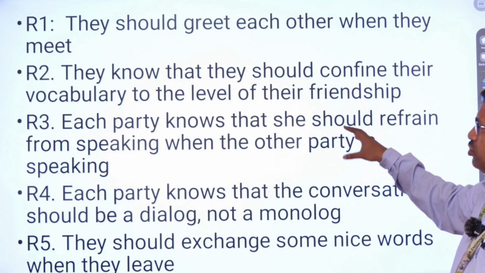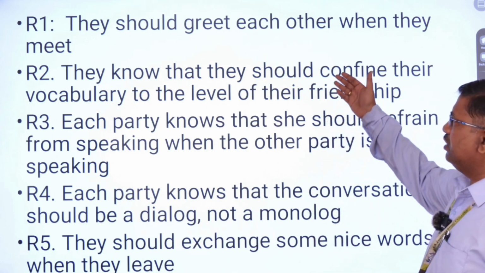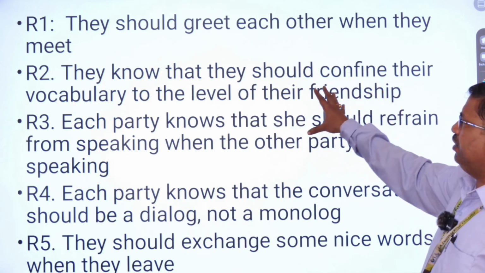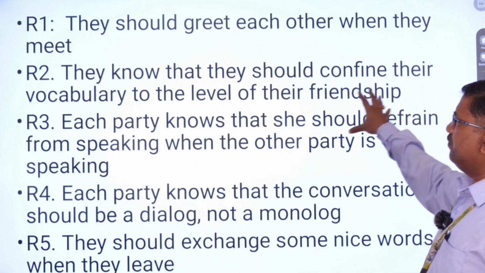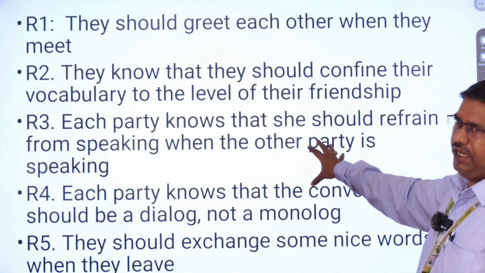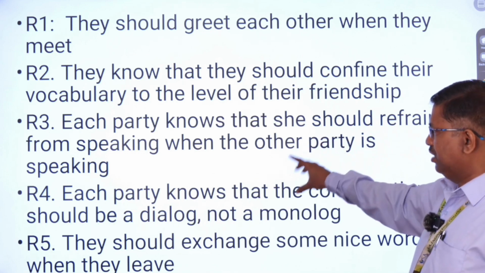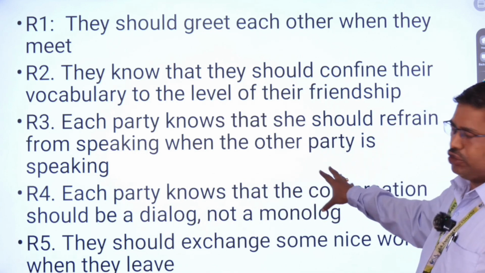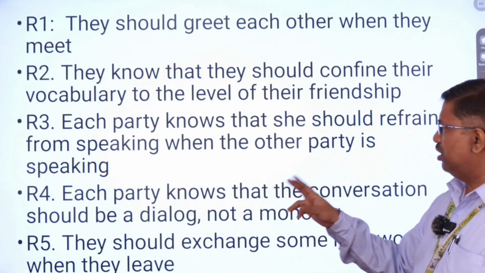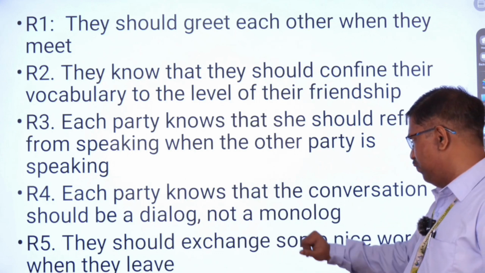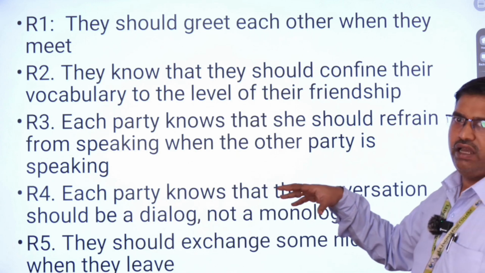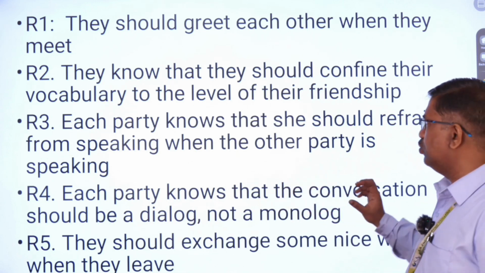This is to be called a protocol. So what are the rules we need to follow while communicating with each other? Rule 1: they should greet each other when they meet. Rule 2: they should confine their vocabulary to the level of their friendship. Rule 3: each party knows that she should refrain from speaking when the other party is speaking. Rule 4: each party knows that the conversation should be a dialogue, not a monologue. Dialogue means both parties have to take part in the communication. And rule 5 is they should exchange some nice words when they leave. These are the rules we have framed for the communication between the two persons.